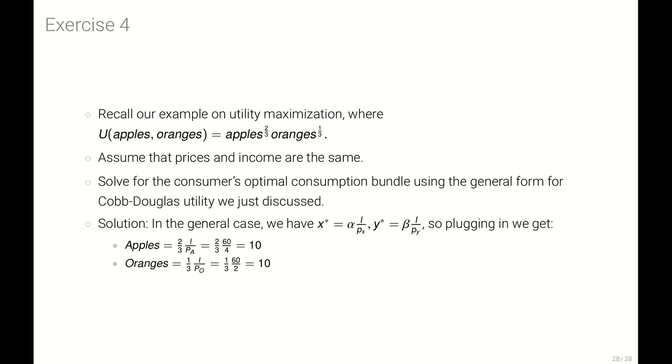Likewise, we're going to spend 1/3 of our income on oranges. So if we divide both sides by PO, we get that oranges is equal to 1/3 of I over PO. We can plug in for the price of oranges, which is just 2, and our income as before. And so we get oranges here is equal to 10.